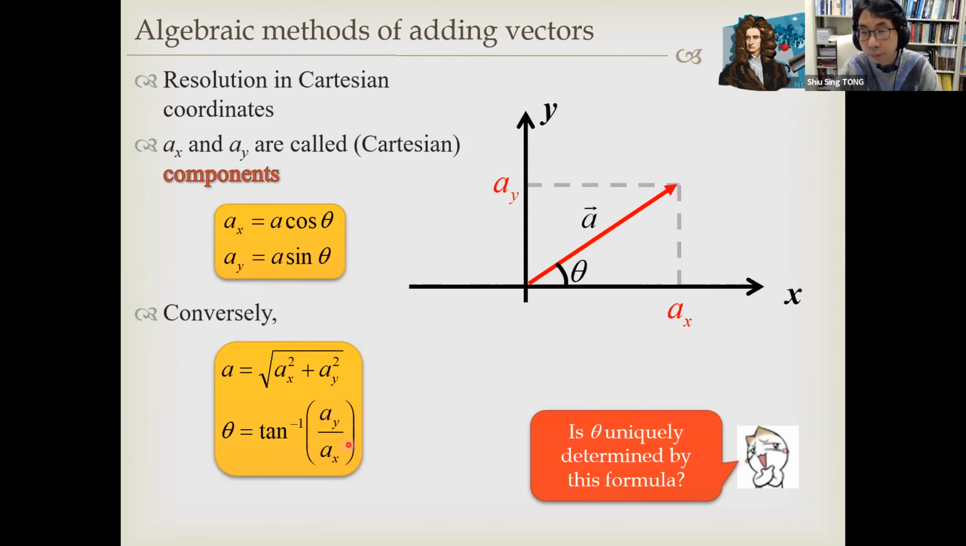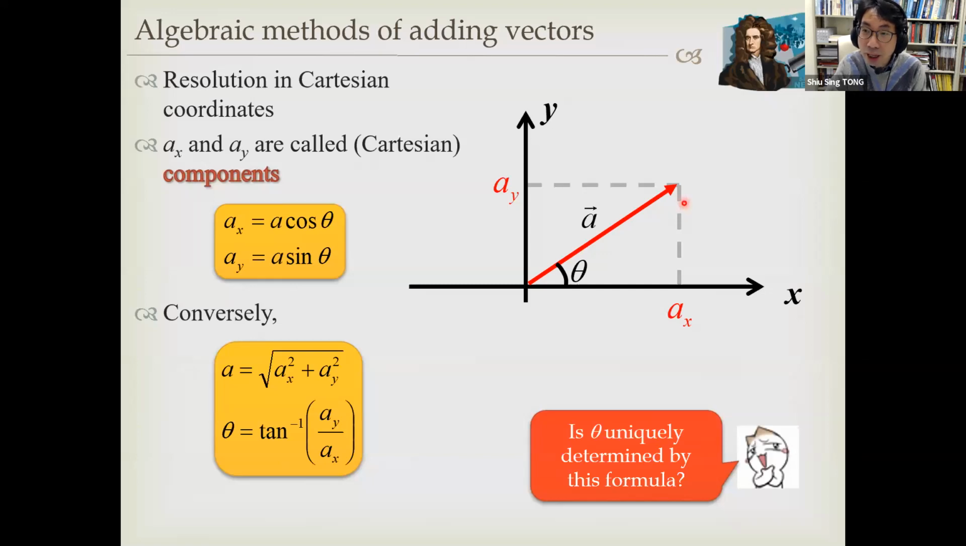Now, but be careful. In this figure, I draw the vector A in the first quadrant. But imagine now the vector A can be at any point in the XY plane. So you must be careful in determining the angle theta. Suppose the angle theta is positive. You use a calculator and you find it to be positive. Must it be in the first quadrant?